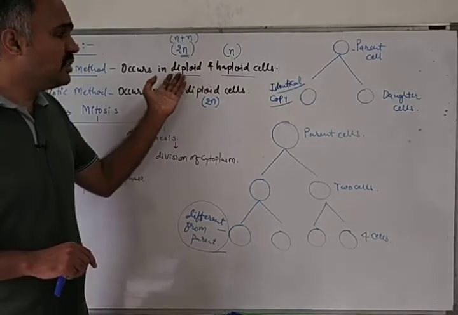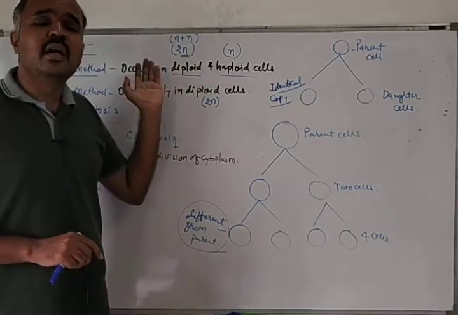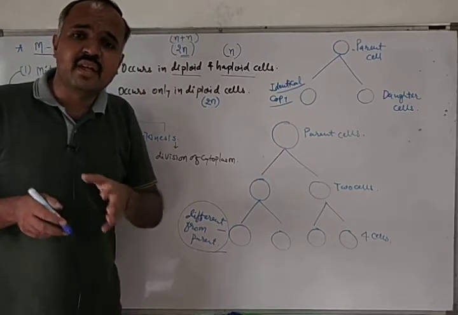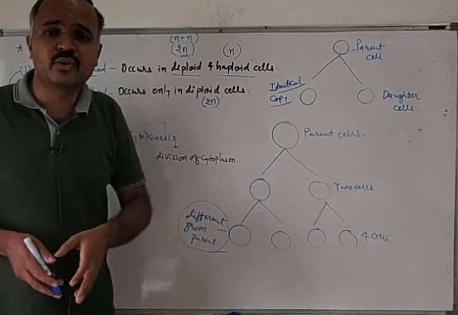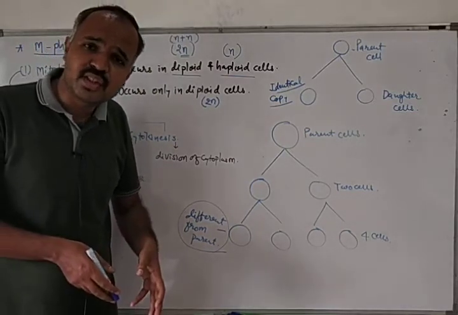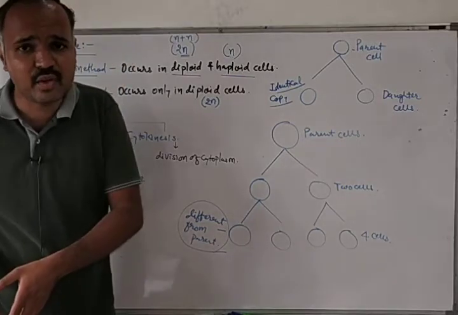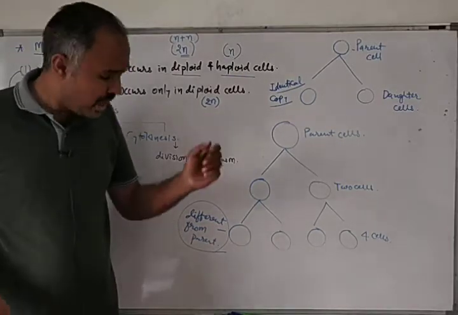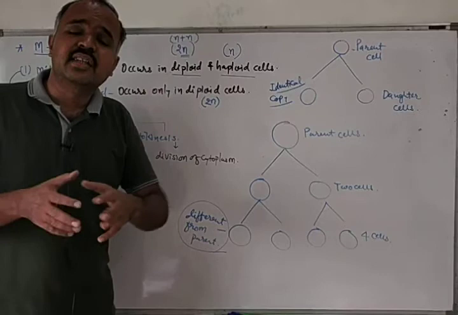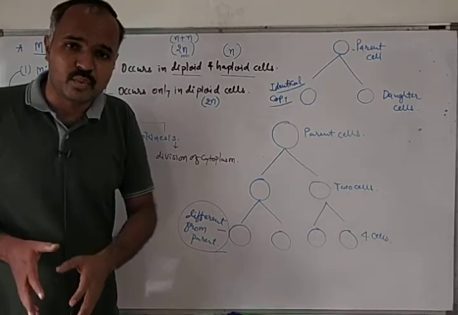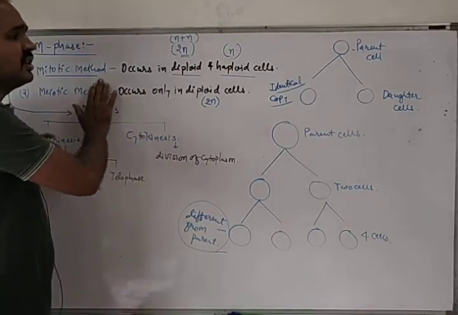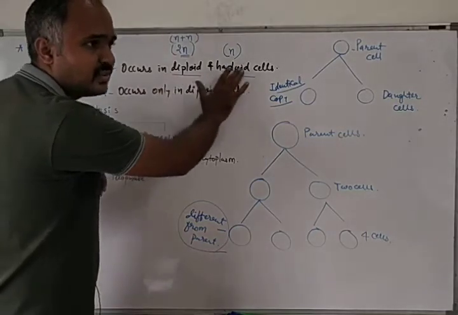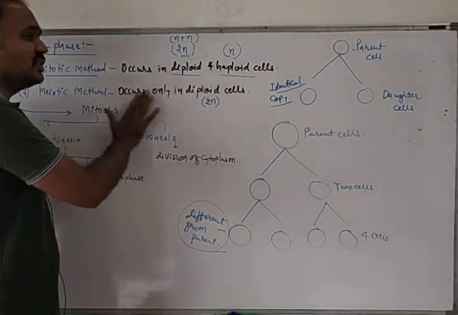And what is the meaning of diploid and haploid? The diploid means that the cell is having 2 sets of the chromosomes. One set of chromosome is received from mother and another set of chromosome is received from father. Whereas the haploid cell will have only 1 set of chromosome. So mitosis can occur both in diploid cell as well as haploid cell, whereas meiosis can occur only in the diploid cell.